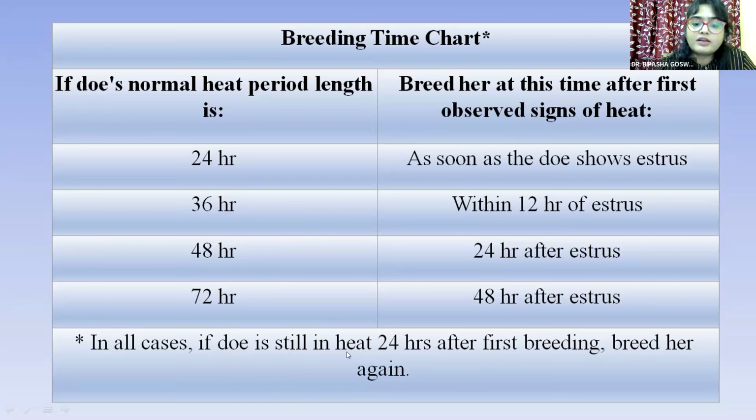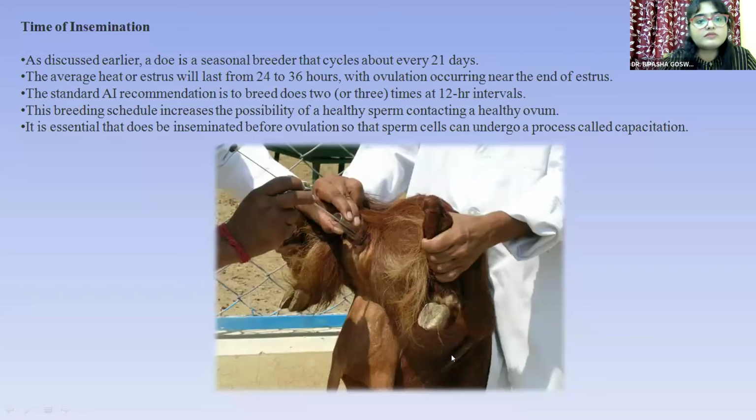It is very important because we should perform the artificial insemination for the animal to conceive. That's why if the heat still persists after the first artificial insemination, then we have to breed the animal again. The time of insemination.